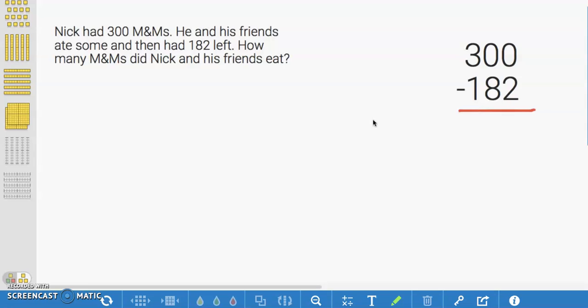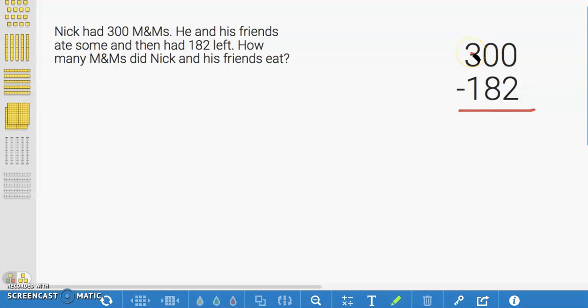First, we're going to solve this problem using the U.S. standard algorithm, which is right here. We have 300 subtract 182, and I lined up our ones places, our tens places, and our 100s places. So what we would do first is 0 subtract 2, but that would give us a negative number. So we would want to turn this into a 10 by taking one of the tens away from the tens place. But we don't have anything in the tens place either.